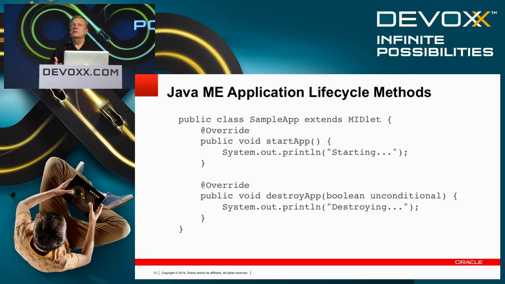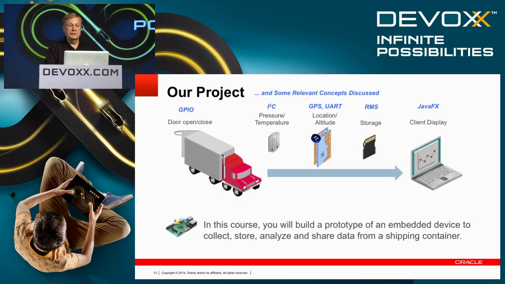This is the simplest of all what we call MIDlets, the Java ME applications. We have lifecycle methods: one is startApp and one is destroyApp. When the app starts, startApp runs, and you can put things in there that you want to run. Then when it's time for the app to leave, it calls destroyApp, and you can do some kinds of closure things.